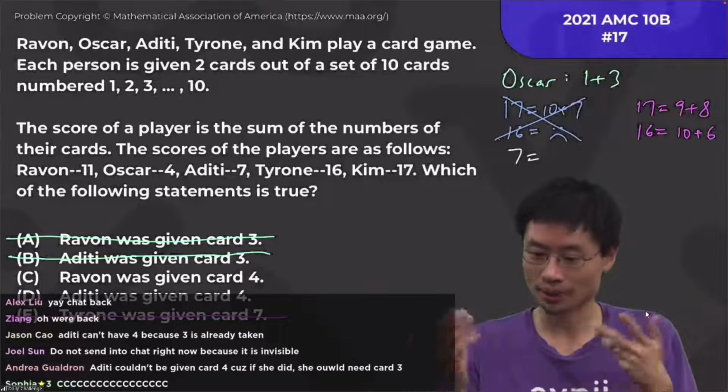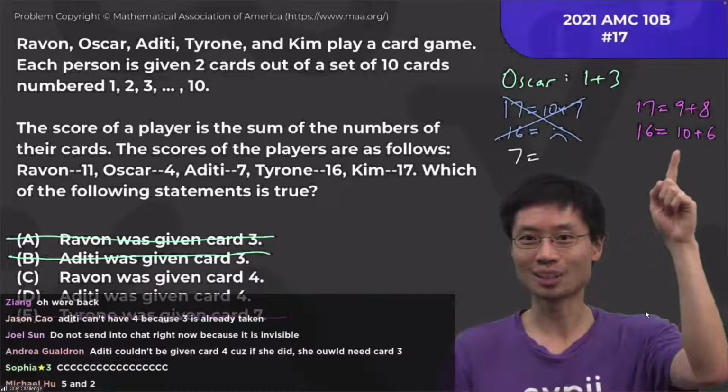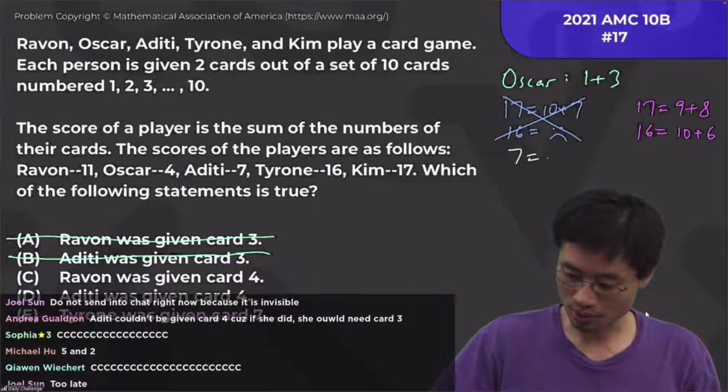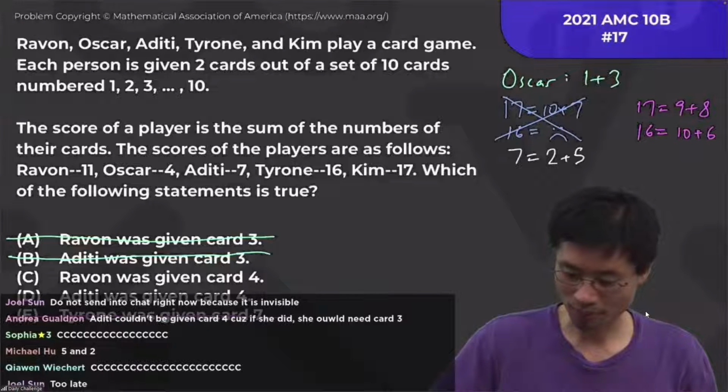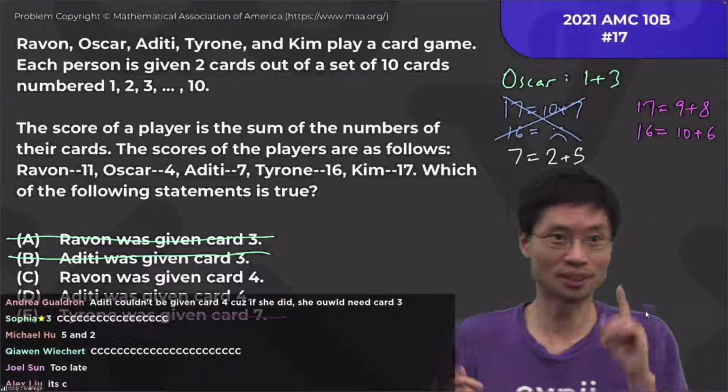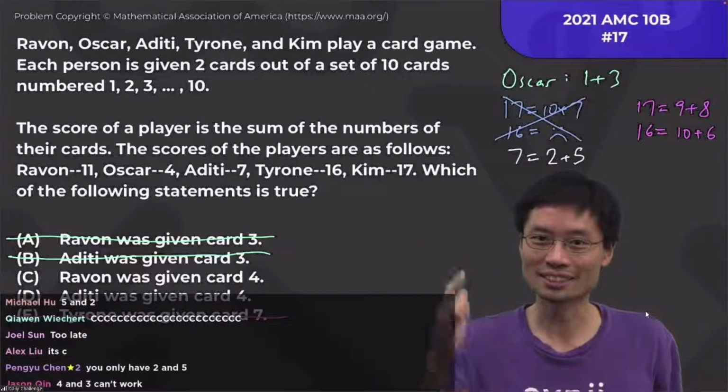7 is 1 plus 6. But we can't do 1 plus 6 because 6 is eaten up. Okay. 7 is also 2 plus 5. Okay, that's possible. 7 is also 3 plus 4. Could it be 3 plus 4? Why can't it be 3 plus 4? Why don't you tell me? Why can't 7 be 3 plus 4?